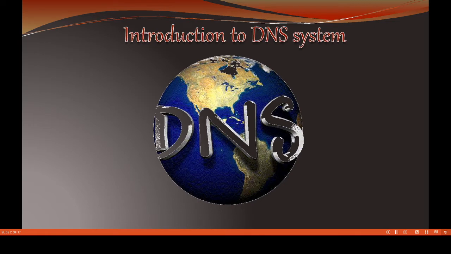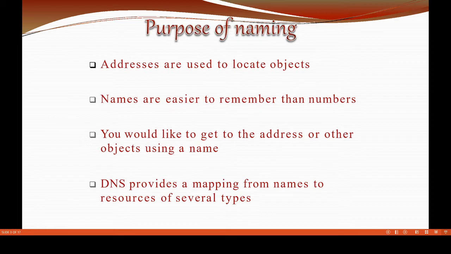Okay, domain name system. The purpose of naming: addresses are used to locate objects, and names are easier to remember than numbers. In the previous assignment I discussed the IP address. An IP address is a 32-bit address, and each and every organization has an IP address. We can't remember the whole IP address, so we should recognize it with another name, meaning a domain name system, so it can be recognized easily.